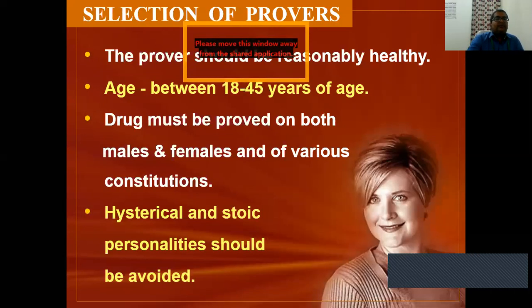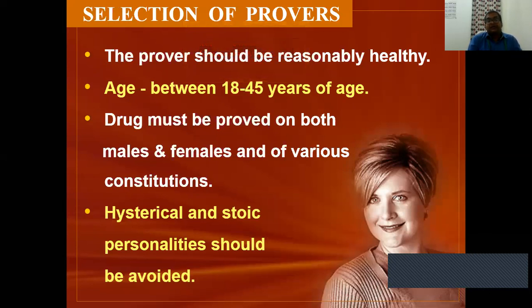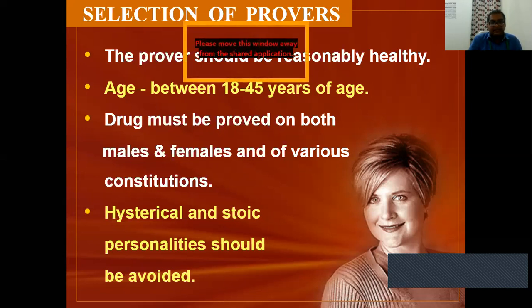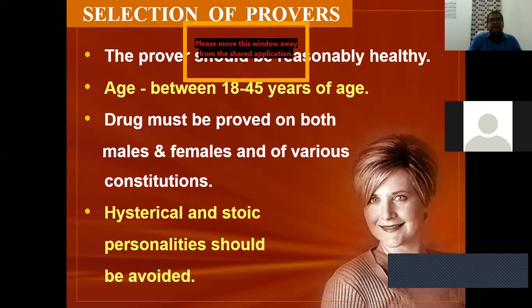Then selection of a prover, that is important. Many times it comes as an important question, a short note: what are the qualifications or qualities of a prover? The prover should be reasonably healthy. Means they should be a healthy person. Proper health should be maintained. Age should be between 18 to 45 years.